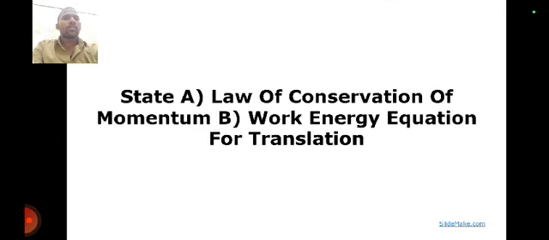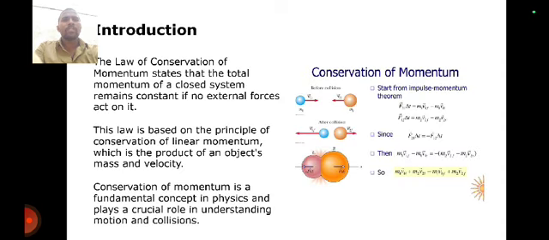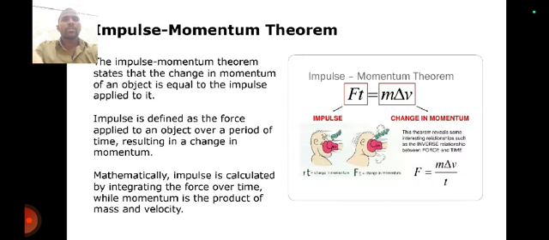Today my topic is law of conservation of momentum, work energy equation for translation. Introduction. The law of conservation of momentum states that the total momentum of a closed system remains constant if no external forces act on it. This law is based on the principle of conservation of linear momentum, which is the product of an object's mass and velocity.